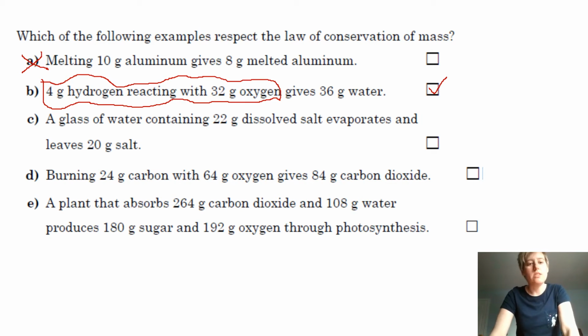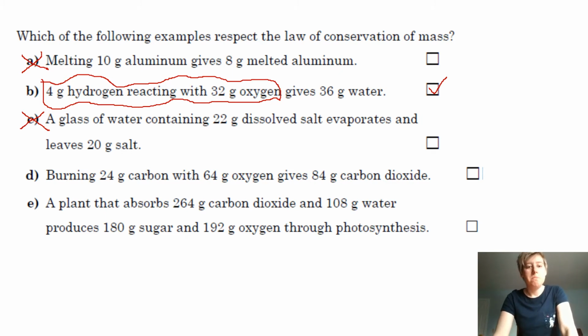If we look at the next question, a glass of water containing 22 grams of dissolved salts evaporates and leaves 20 grams of salt. This is not an example because if it were, we should have 22 grams remaining. Our salt does not evaporate with the water.